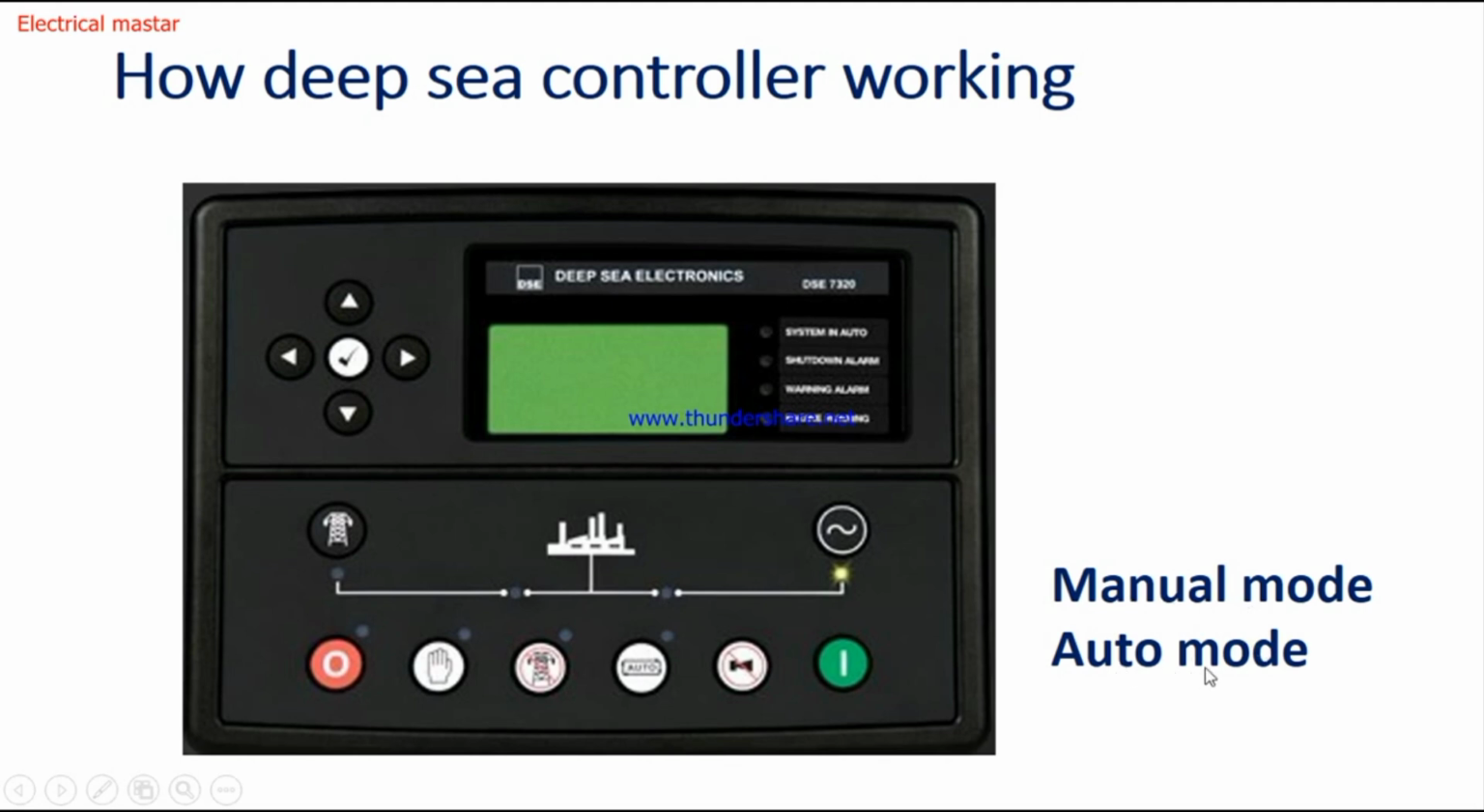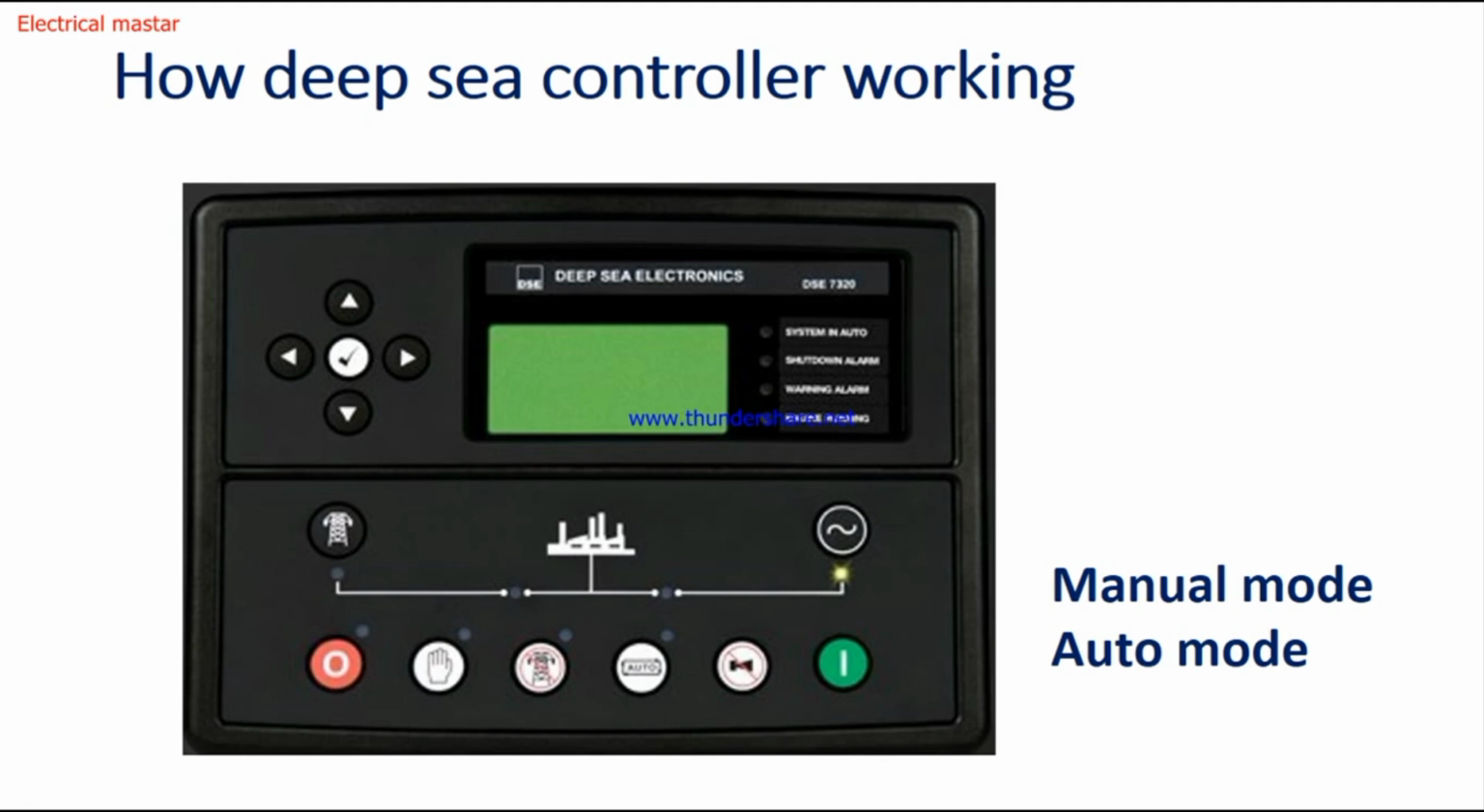Similarly, for auto mode operation, auto mode is very simple, just press this auto button, that's enough. The remaining functions, everything is controlled by the DeepC controller. Normally this auto function works in two ways. One is we need to assign an input terminal, that is the remote input. Whenever supply is available in that remote terminal, the generator will work in auto mode. When we remove that remote terminal supply, the generator will be shut down as per the program.